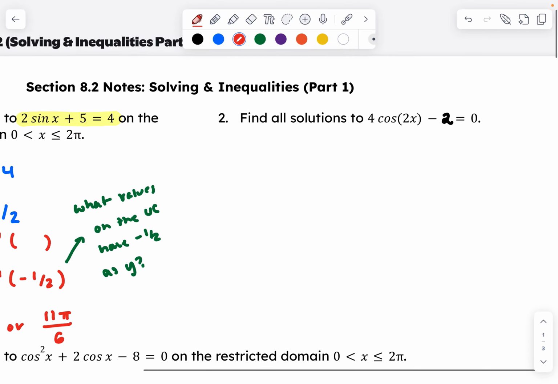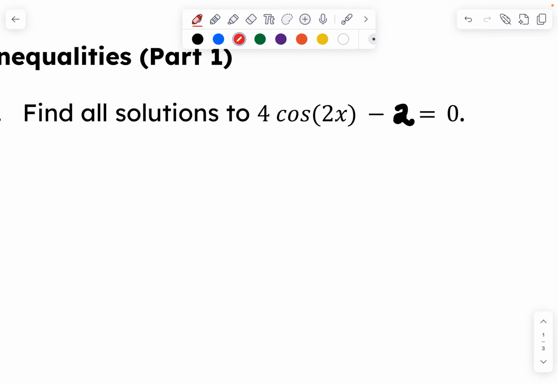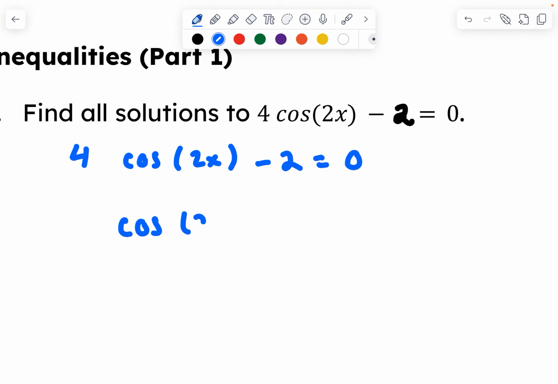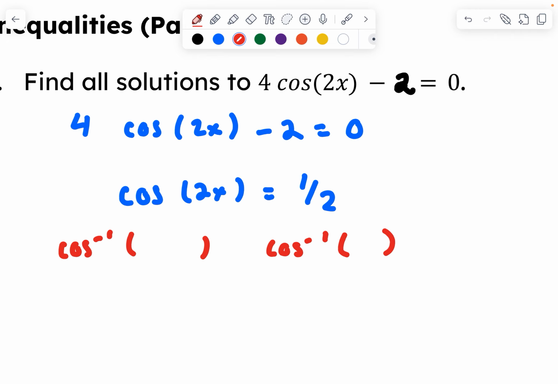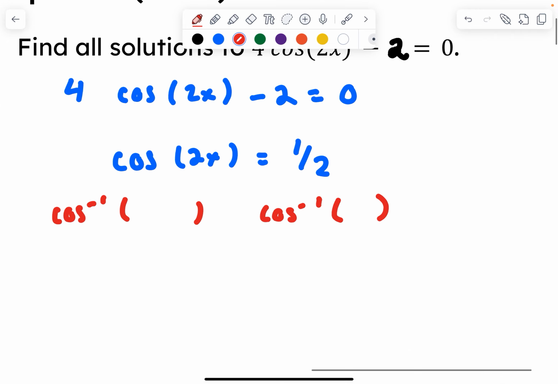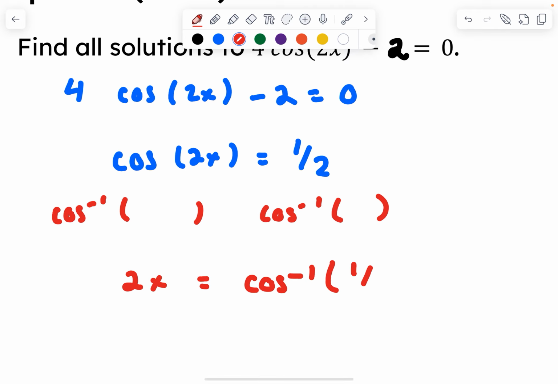Next problem, do me a favor and change that to a -2, and we'll begin. Hopefully you can start without me. 4 cosine of 2x minus 2 equals 0. I'm going to add the 2 and divide by 4. When I do that, you end up with 2 over 4, or 1/2. And then I need to inverse both sides to get 2x equals inverse cosine of 1/2.